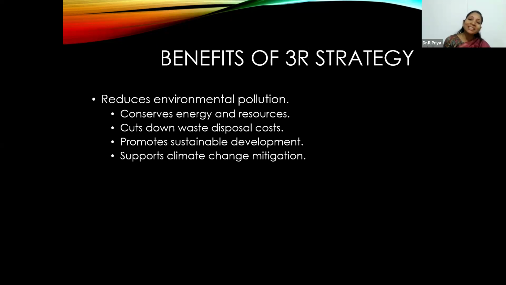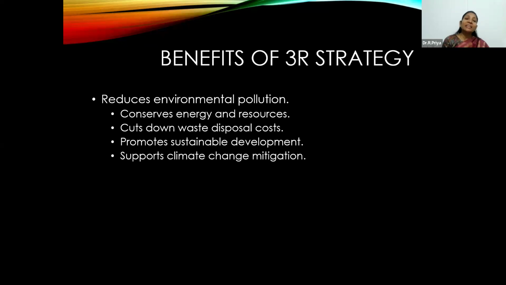So first, the 3R strategy reduces environmental pollution. By reducing the waste at the source, reusing materials, and recycling properly, less garbage ends up in landfills and water bodies. So this helps in controlling air, soil, and water pollution, leading to a clean and healthier environment.